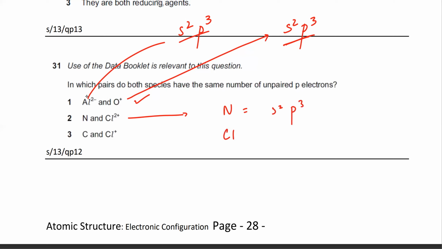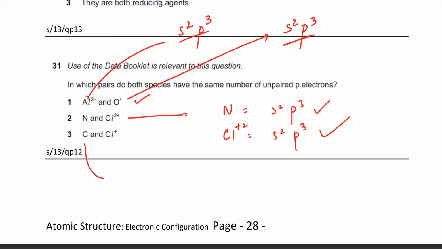And Cl is group 17, so it's going to be S2P5, but it's +2, so that means it's going to be P3 as well. So they have exactly the same electronic configuration, which means they're going to have the same number of unpaired p electrons.